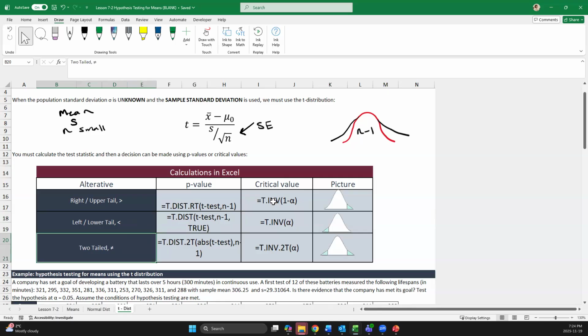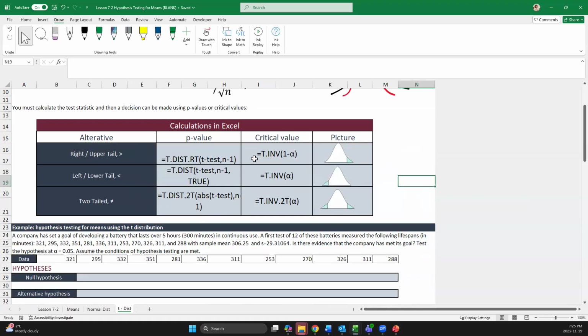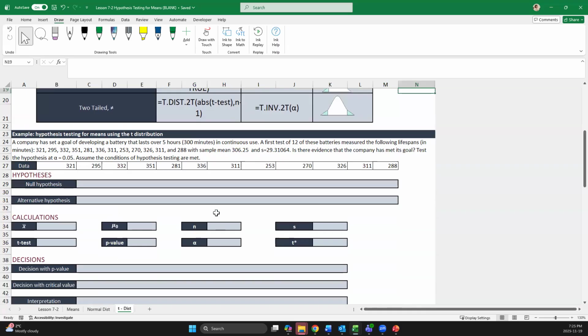Then for critical values, use t.inv for both the lower and the upper test. The reason that those only use the one function is because there is no RT or right-tailed option. Those are both considered what are called one-sided tests, meaning they're just on one side of the curve. So if you want the upper value, you do have to do 1 minus for the critical value, and the two-tailed option will still be .2t. Other than that, the hypothesis testing procedure stays the same. So we can give an example a try using these t-distribution formulas in Excel.